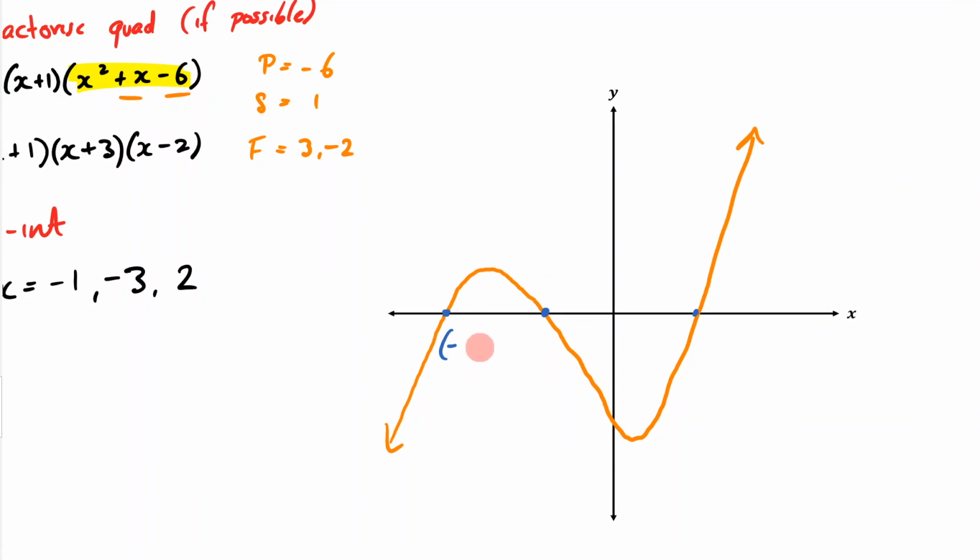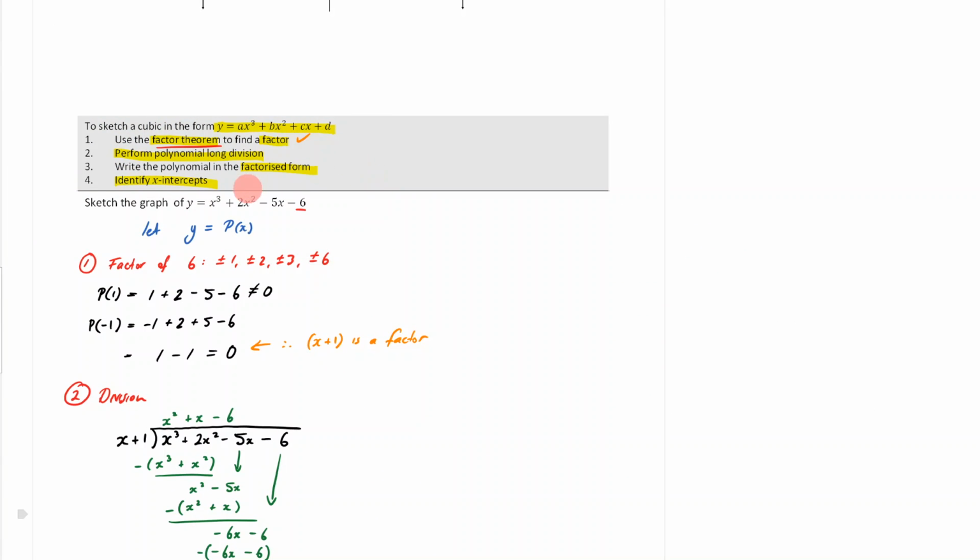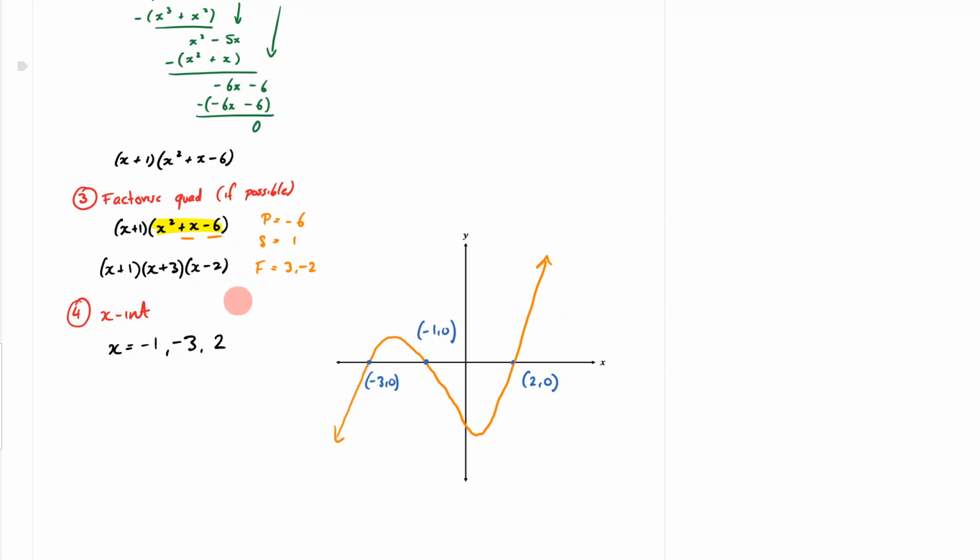So this is going to be -3, 0. This will be -1, 0. And this will be 2, 0. And that's generally what your graph is going to look like. So -3, -1, and 2, you can see there's quite a few steps there. So the 4 steps that we did there are the 4 steps that we did here. That's how you do it.